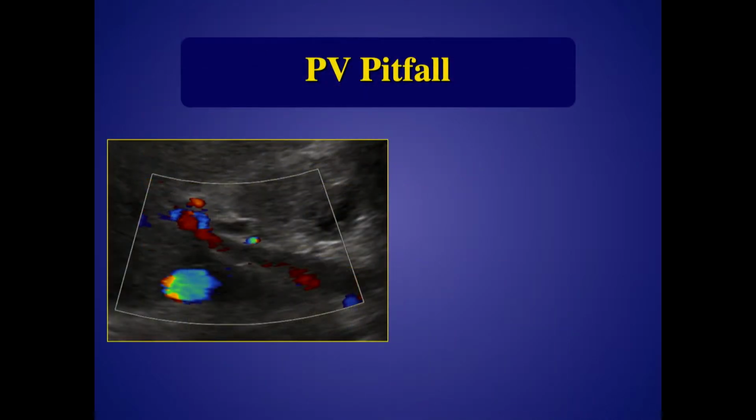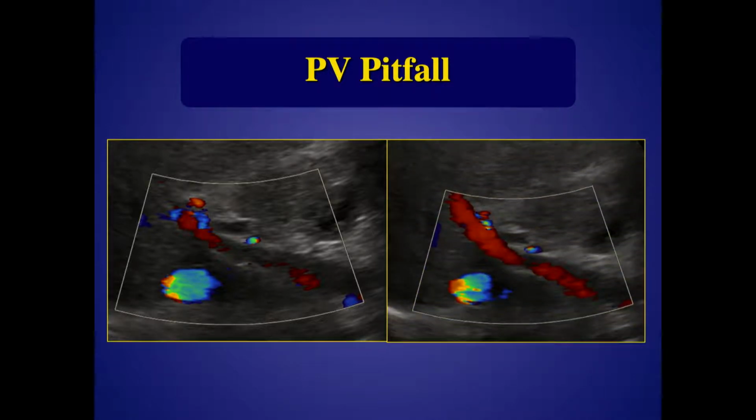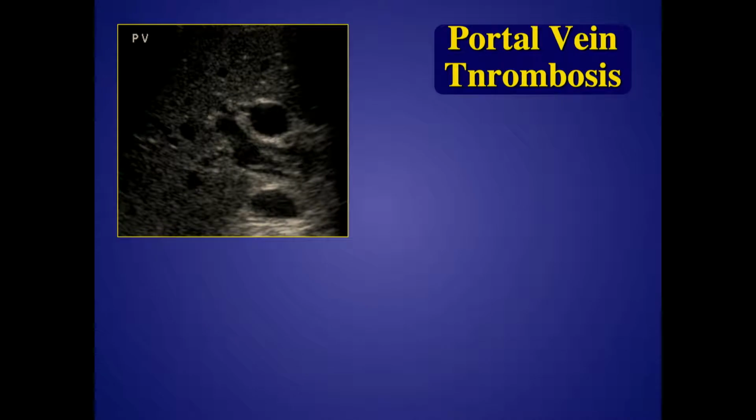And here's just another example. This exam comes through, they put color Doppler on, you see, well, there's some flow, but there's this area here that doesn't fill out. Press on the abdomen, and you can see that the vessel completely fills in. And so you've now proven that the patient does not have portal vein thrombosis.